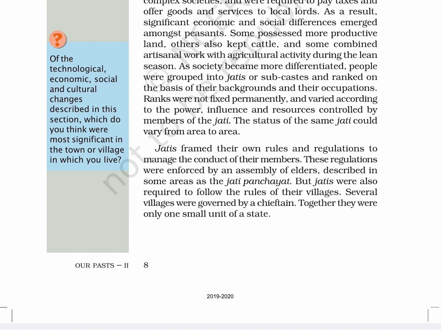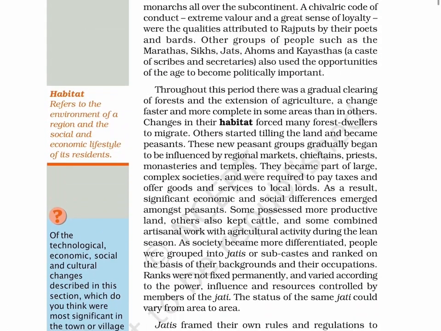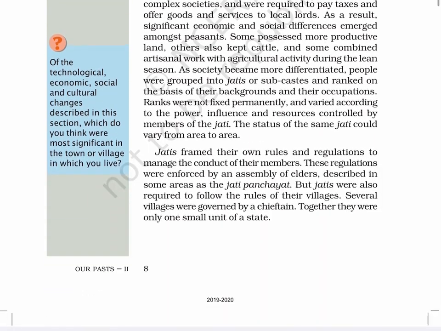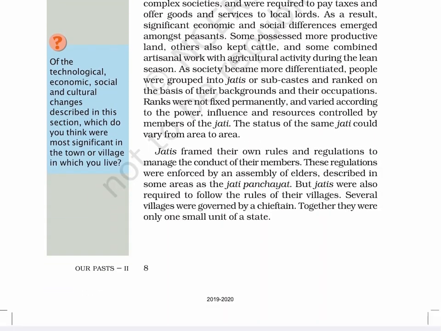On the right-hand side of this page, some important information is shared in orange color font. Habitat refers to the environment of a region and the social and economic lifestyle of its residents. Below this information, a question is asked, written in a blue box. Of the technological, economic, social, and cultural changes described in this section, which do you think were most significant in the town or village in which you live?